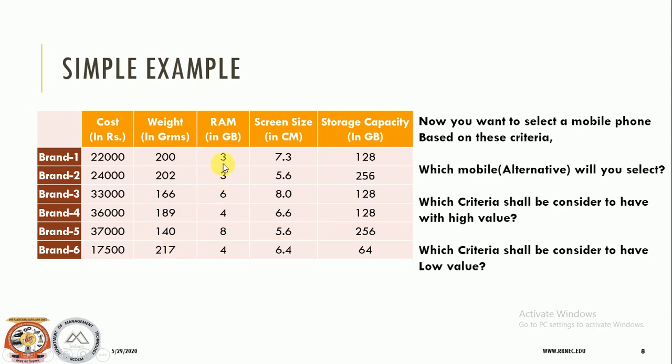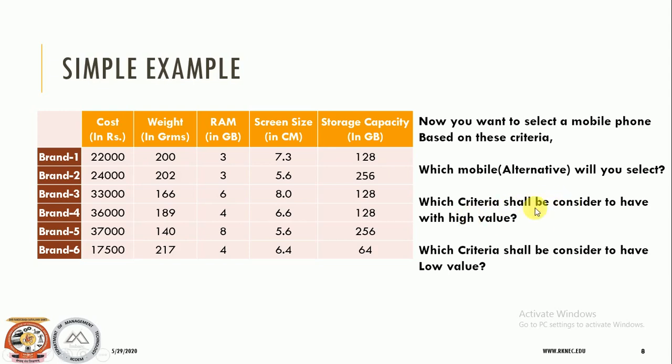RAM in GB ranges from 3 GB to a highest of 8 GB. Screen size, the smallest one is 5.6 and the highest is 8 inches. Sorry, it should be inches. Storage capacity in GB, that is the secondary memory. The minimum one is 64 GB and the highest one is 256 GB. Now you want to select a mobile phone based on these criteria. Which alternative will you select?